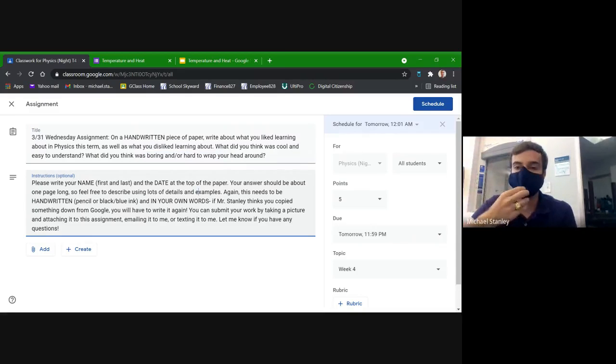So again, final handwriting assignment. You guys have all turned these in so far, so you know what you're doing. But again, full name and the date at the top, handwritten down on a piece of paper. Then take a picture and either add it to the Google Classroom, text it to me, or email it to me.